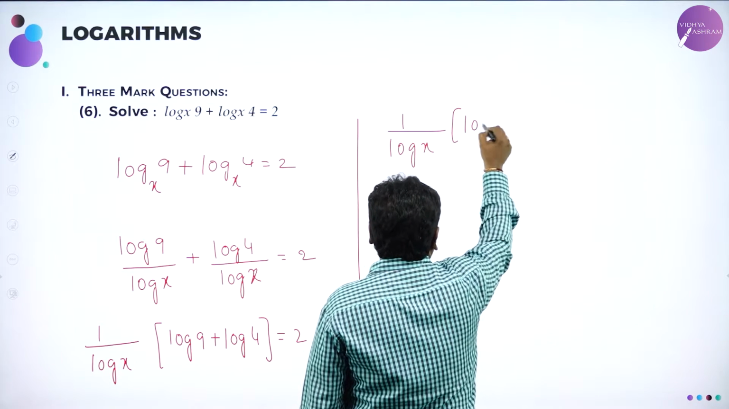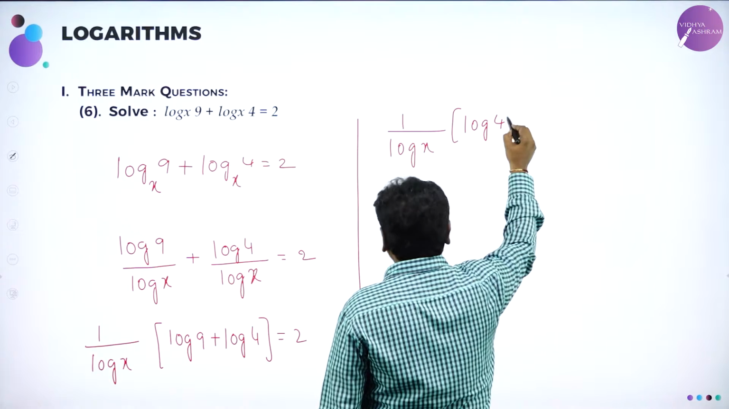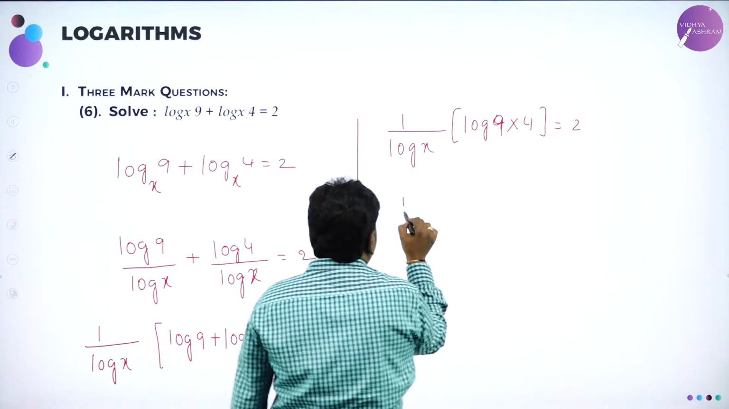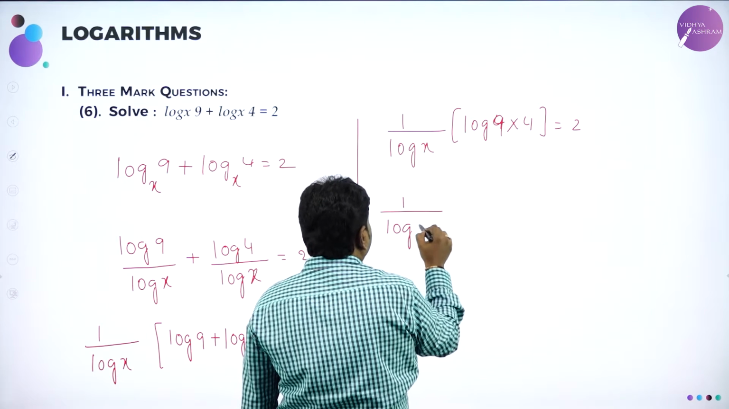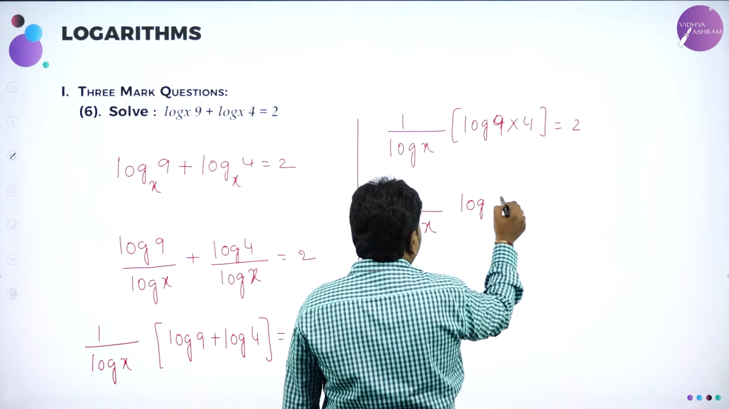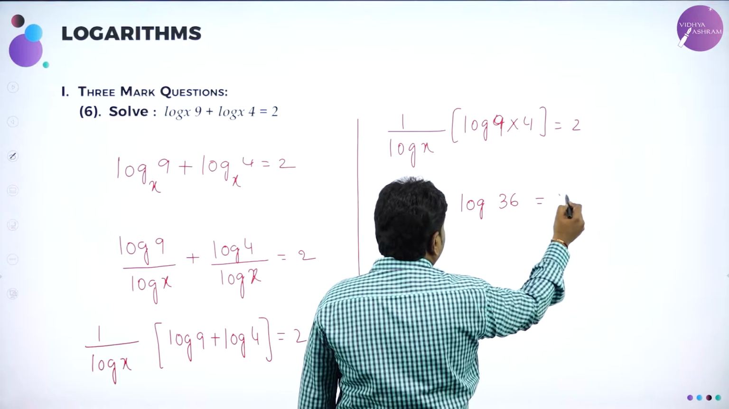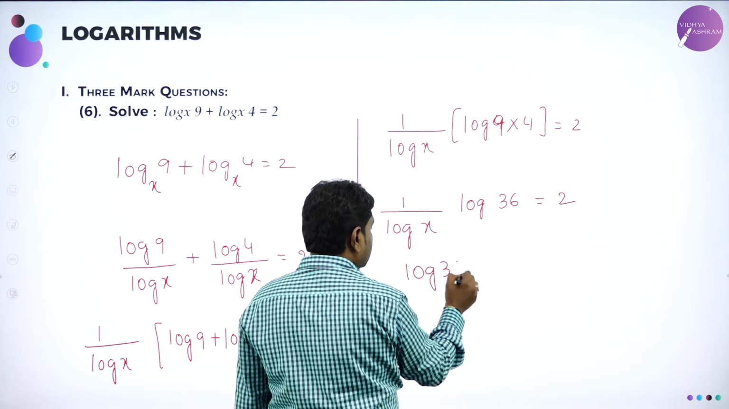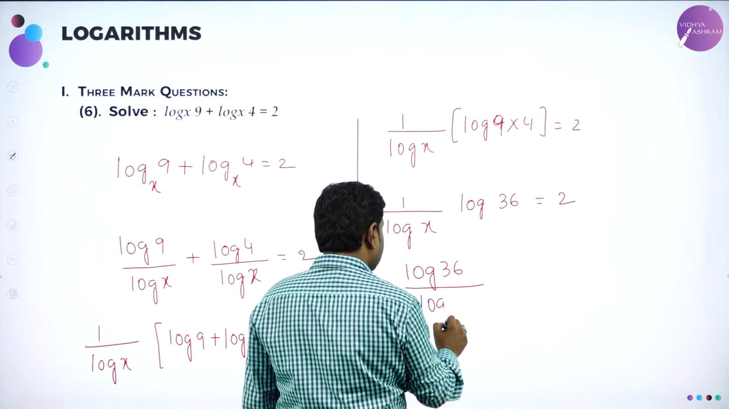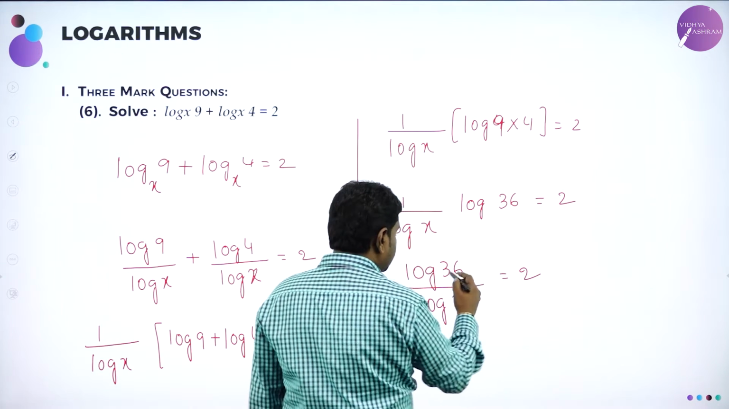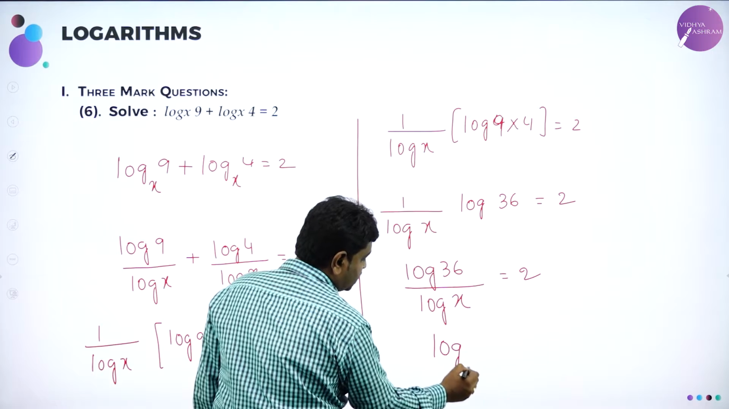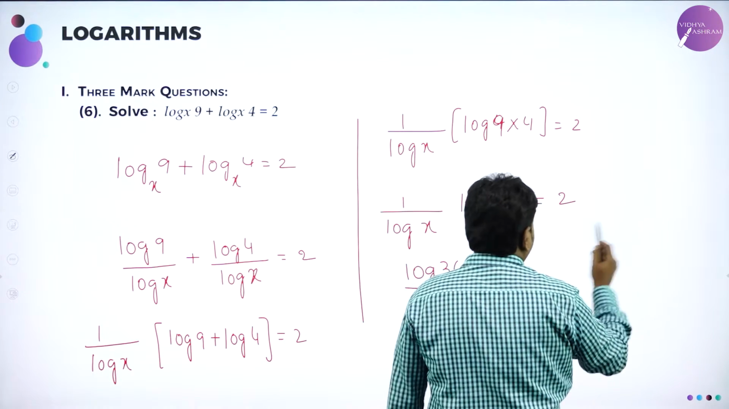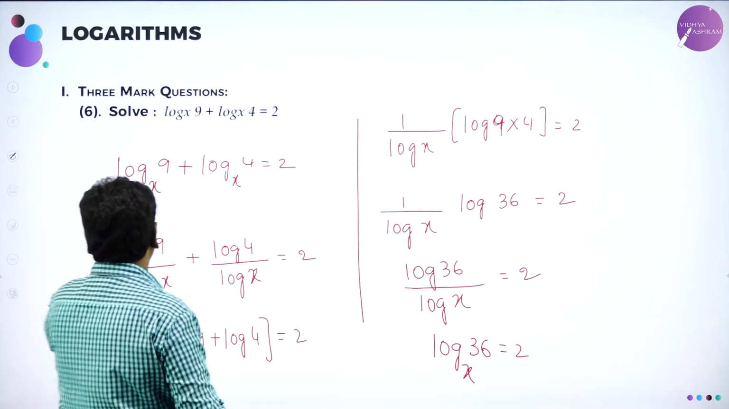Log a plus log b is log a into b. Log 4 into 9 into 4 is equal to what? 2. So that is 1 by log x into log 36 is equal to 2. You know we can write log 36 divided by log x is equal to 2. Change of base rule. Can I write it as log base x 36 is equal to 2?